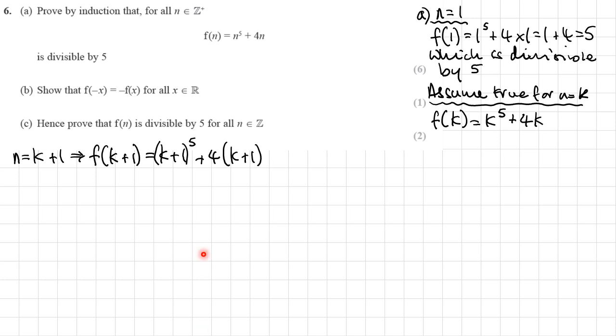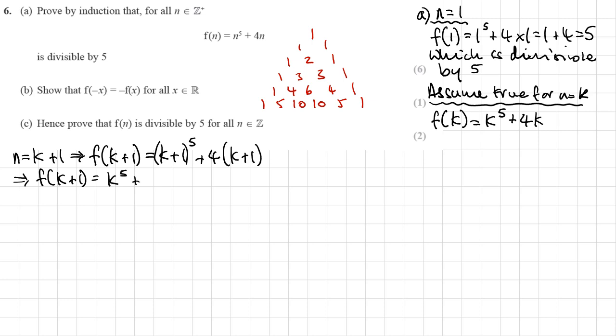Right, so I need to expand this. I'm going to do it very quickly using Pascal's triangle. I'm not going to use nCr, it's not worth it when we can do this very quickly. I've already got the coefficients here: 1, 5, 10, 10, 5, 1. So what I will get for f of k plus 1 is k to the power 5 plus 5k to the power 4 plus 10k cubed plus 10k squared plus 5k plus 1, and then plus 4 lots of k plus 1, so that's 4k plus 4.